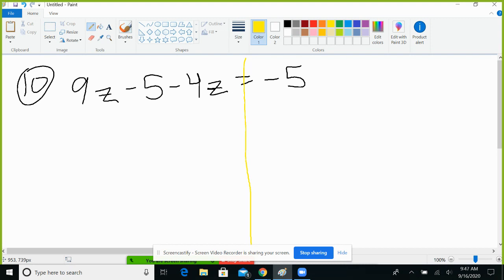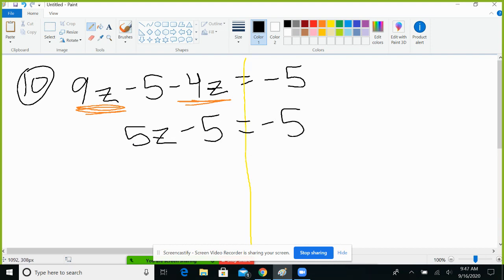Absolutely, that is your first step. So what do you get when you combine your like terms? Nice. So a negative 4 or a minus 4 are the exact same. So you have 5z minus 5 equals negative 5. Perfect. Good call.